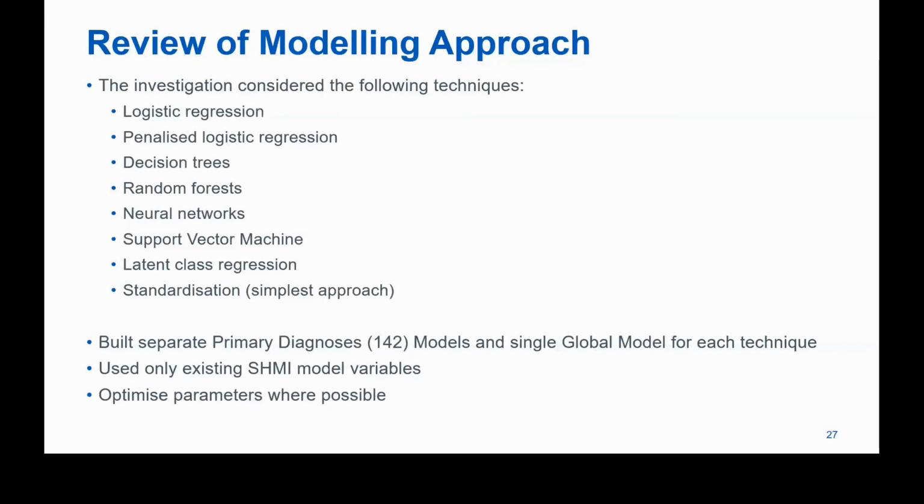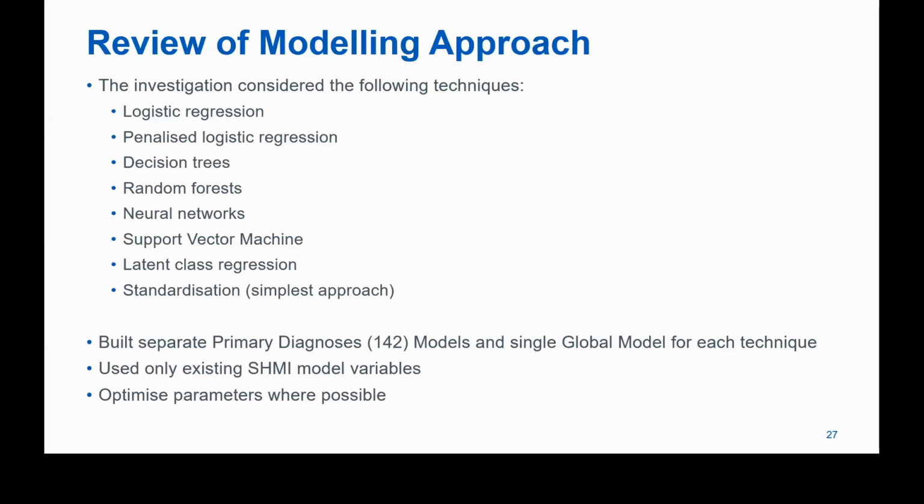So we engaged with our data science team, and they tested a series of different techniques in order to assess which of these might be the most predictive. They looked at logistic regression, penalized regression, decision trees, random forest, neural nets, support vector machine. They looked at latent class regression from a theoretical standpoint, but didn't feel that it was appropriate. And also it had to use a bespoke software package, and therefore it might be very difficult for other organizations to replicate our solutions.